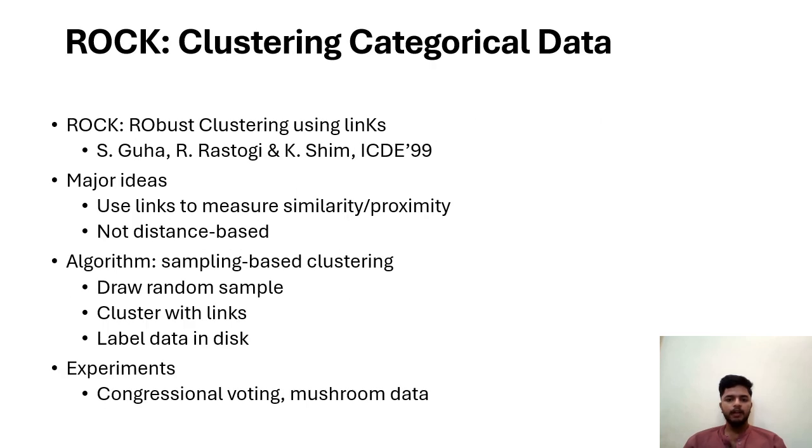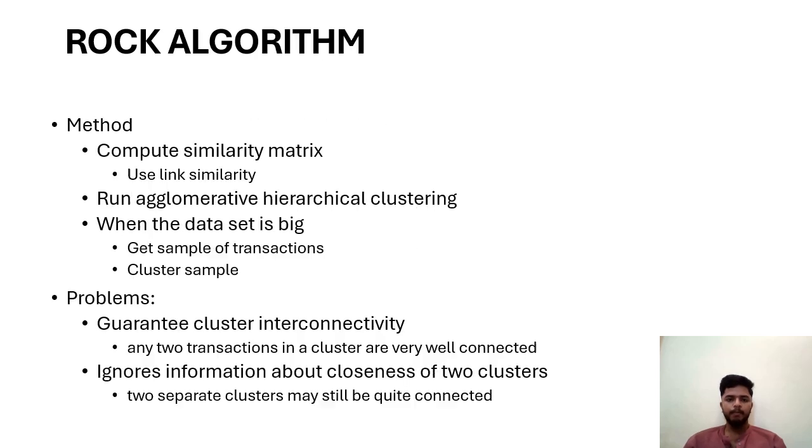ROCK: clustering categorical data. ROCK, robust clustering using links, by S. Guha, R. Rastogi, and K. Shim. Major ideas: use links to measure similarity and proximity, not distance-based. Algorithm: sampling-based clustering. Draw a random sample, cluster with links, label data on disk. Experiments: congressional voting, mushroom data.